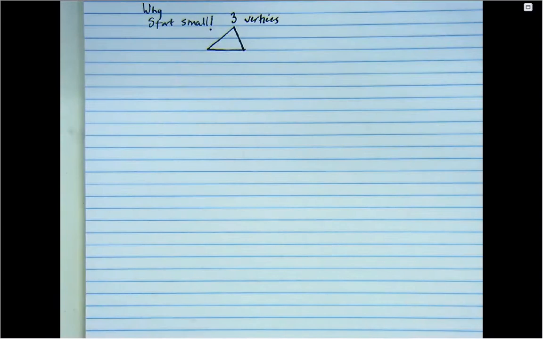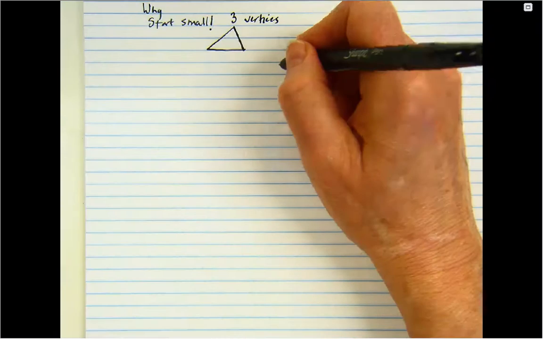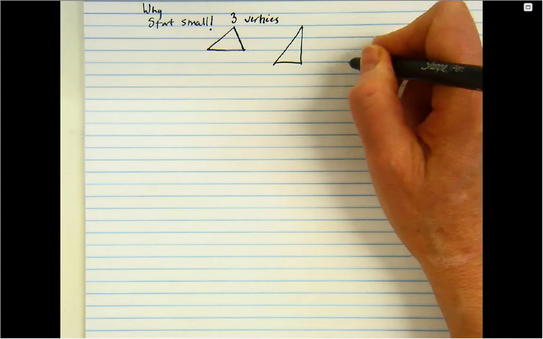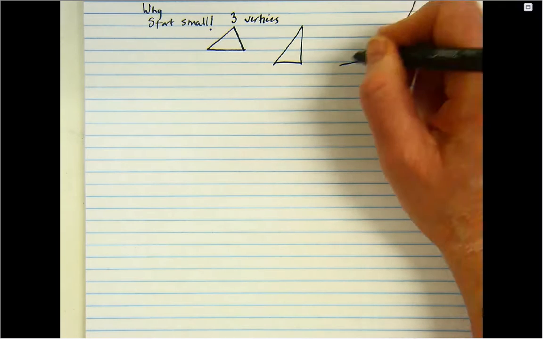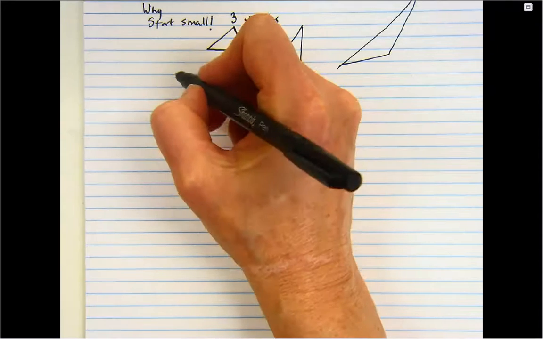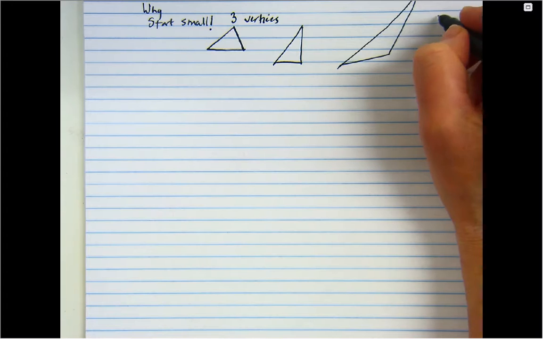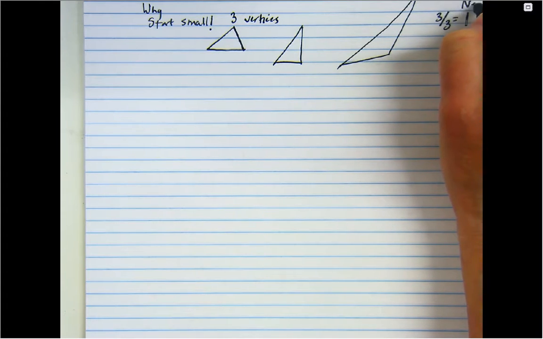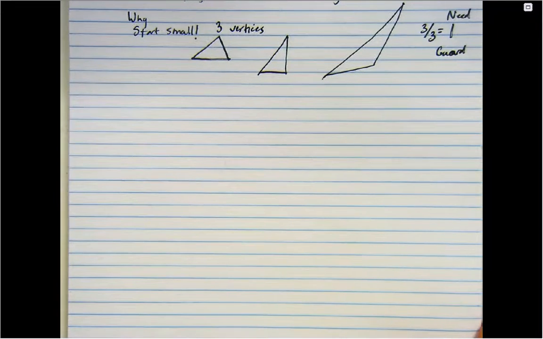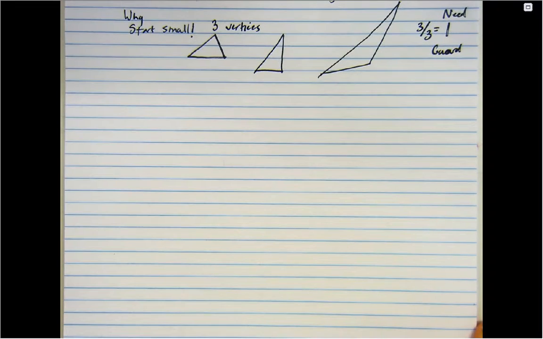So I'll make several triangles that have 3 vertices, one with all angles less than 90 degrees, one with a right angle, and one with an angle greater than 90 degrees. If you use a straight edge, these would look better. Now look at all of these triangles. The art gallery theorem says I need 3 divided by 3 or 1 guard. One guard for each of these triangles to see the whole interior of the triangle.